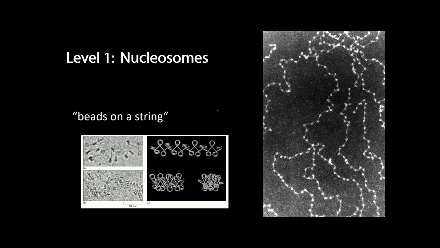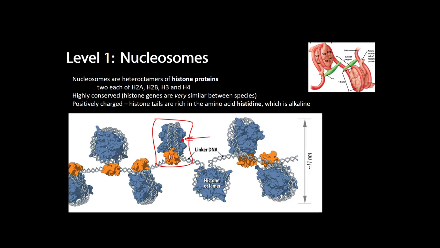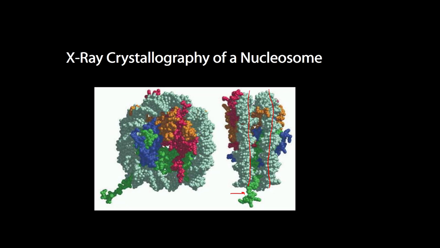So this is the linker histone, and let me get rid of the annotations here. This is the linker histone, and then you can see the DNA here and here, and the different colors denote the different histones, so blue versus the pink. You can even see the tail. Here's a histone tail interacting with the DNA. Isn't that cool?